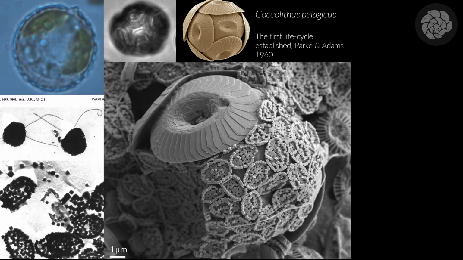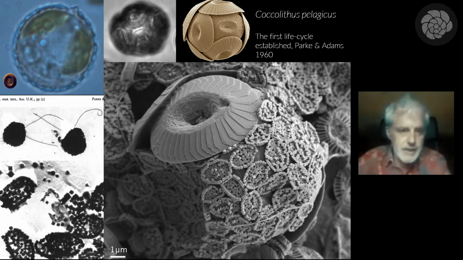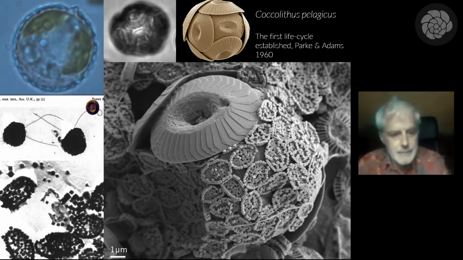Then in 1960, Parke and Adams, biologists back in Plymouth, had a culture of Coccolithus pelagicus, this form, and it suddenly started changing to forming this sort of cell with much more delicate coccoliths, as you can see in the light microscope. It's forming a very thin layer around the outside. Then when they looked at that in the transmission electron microscope, they found it was actually producing holococcoliths. And they were able to do this repeatedly, so they absolutely knew this.